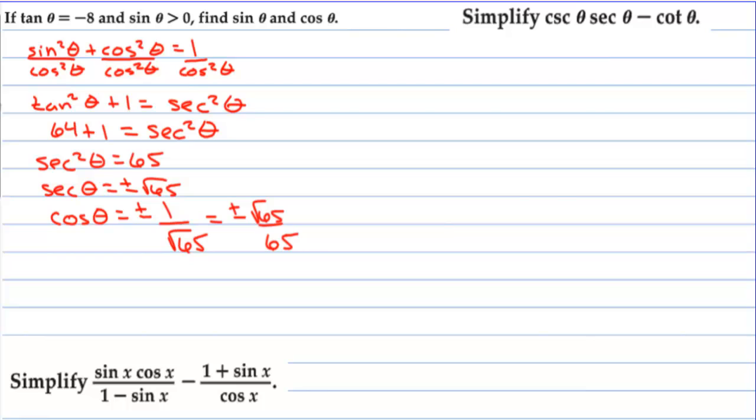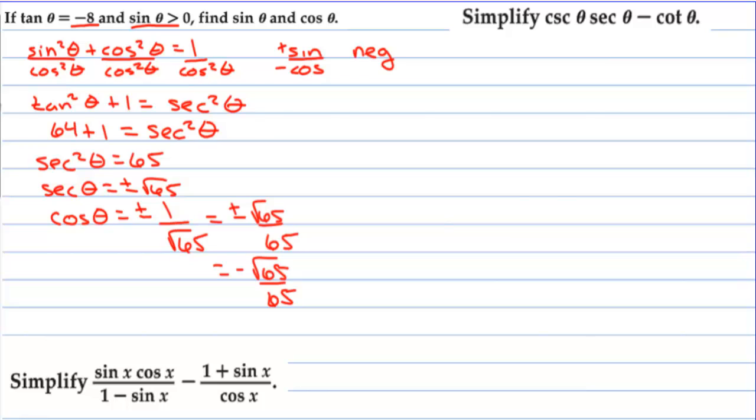Now we have to determine whether we want cosine to be positive or negative. If sine is positive and tangent's negative, that means sine over cosine needs to be negative. Well, if sine is the positive one, cosine better be the negative one. So by looking at a combination of what sine is and what tangent is, I've just discovered that I want cosine to be negative. So the answer is negative square root of 65 over 65.